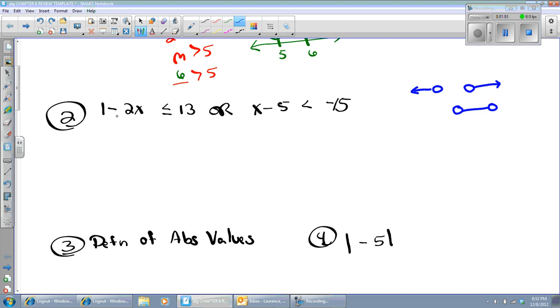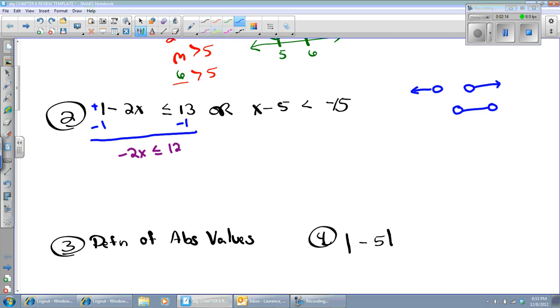All right, so first of all, I'm going to listen to Saddam, and I'm going to get rid of the addition first. This is a plus 1. So I'm going to get rid of the addition first. I'm going to subtract 1 from both sides. And when I do that, I'm going to end up with negative 2x less than or equal to 12.